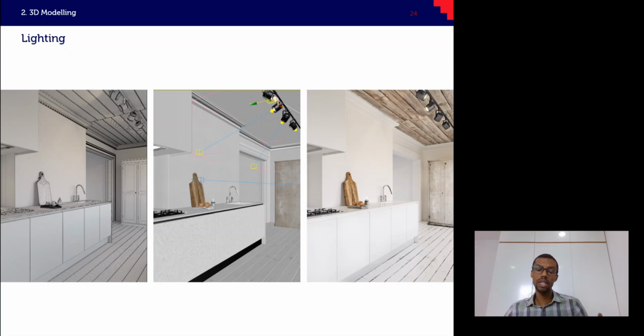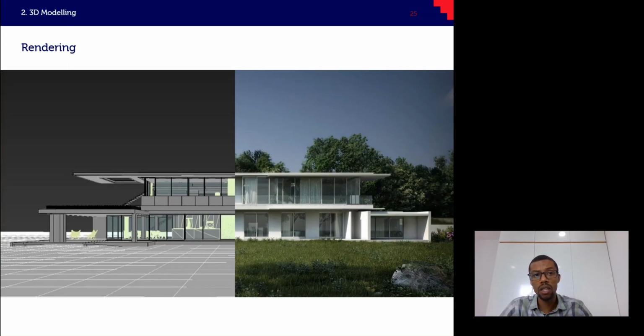Lighting enables you to define how the light will be cast on the different digital surfaces that you have created, and how the interplay between light and shadow will create, in this case of the image, a realistic image, but also other types of images. And in the end, we have rendering.